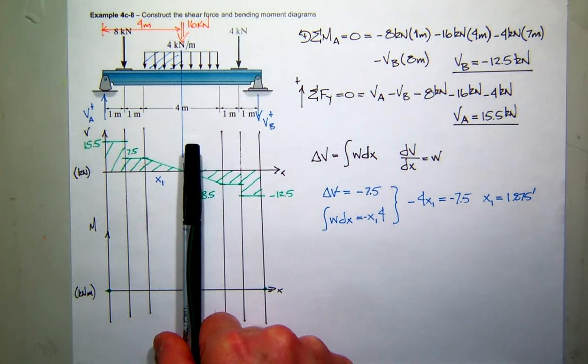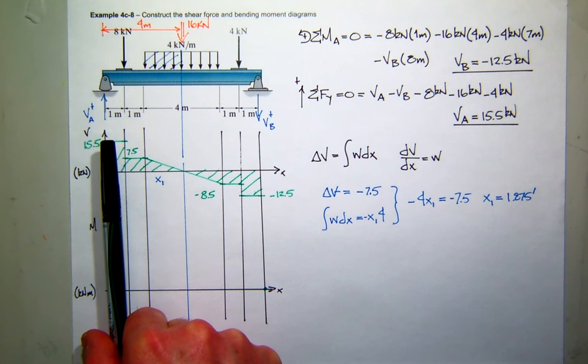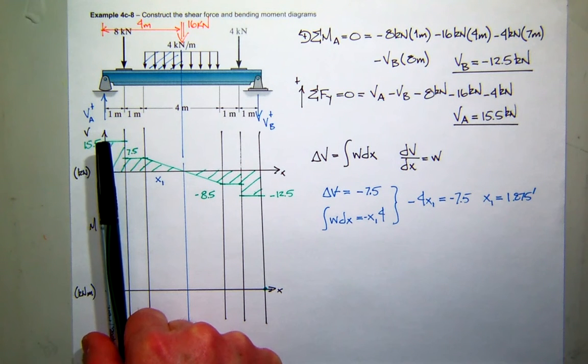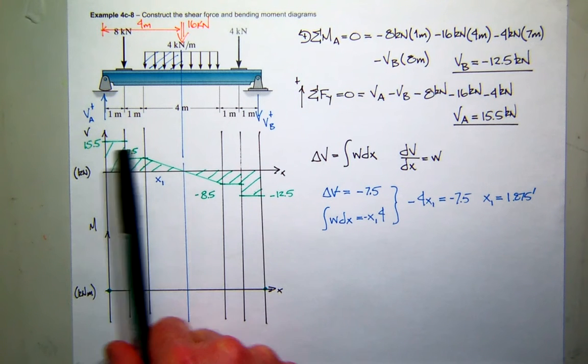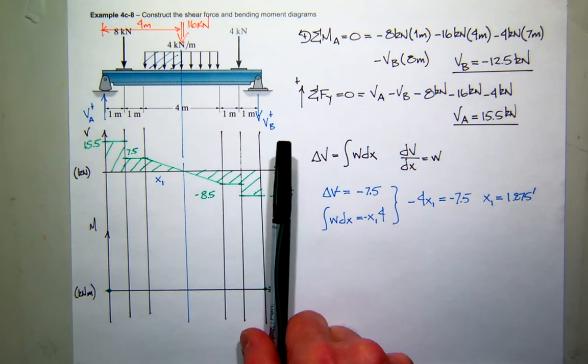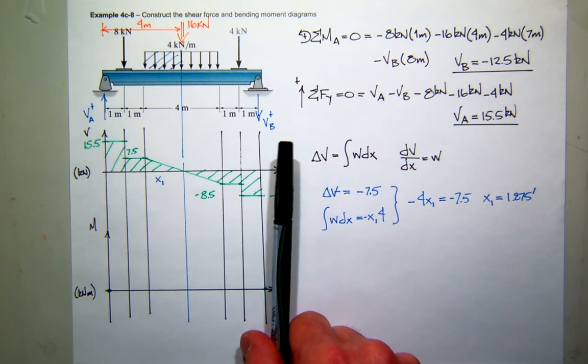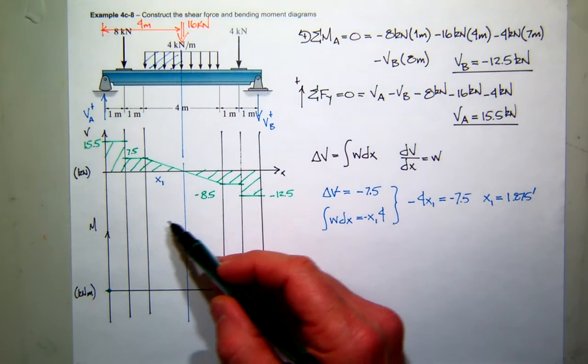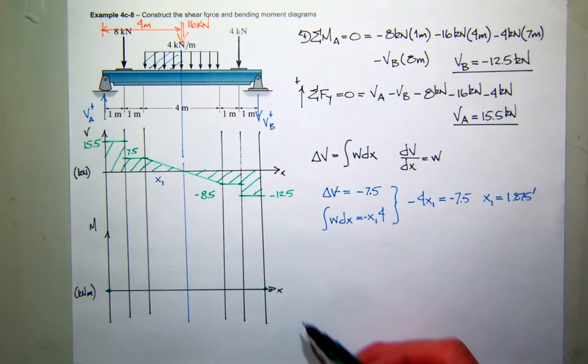You'll notice that to the left of this line, I've got all positive shear, so those will be positive changes. And to the right of this line, I've got all negative shears, which means it'll be negative changes. So I'm probably going to go up to some maximum value and then drop back down to 0. So let's figure out what those values are.